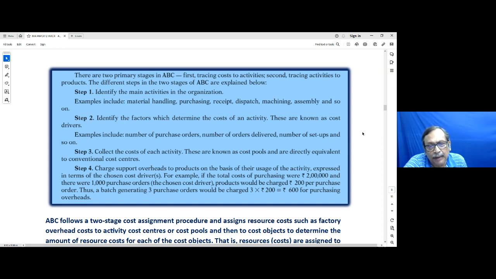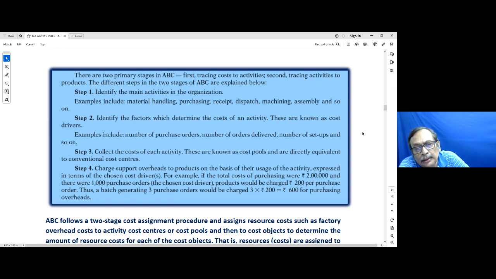Second step, identify the factors which determine the cost of an activity. So these are known as cost drivers. Mind the language, identify the factors which determine the costs of an activity. These are known as cost drivers. Examples include number of purchase orders, number of orders delivered, number of setups, and so on. Once step 2 is completed, then we are going to have step number 3. Collect the cost of each activity. These are known as cost pools.